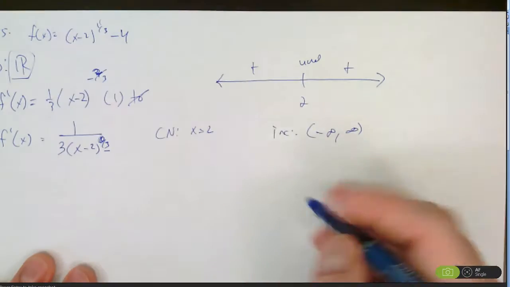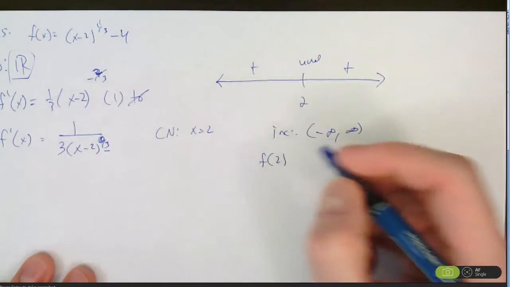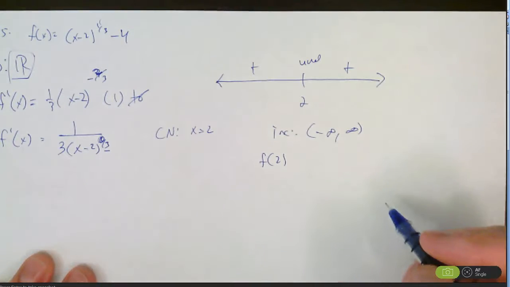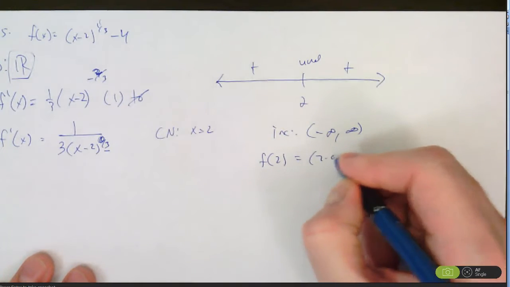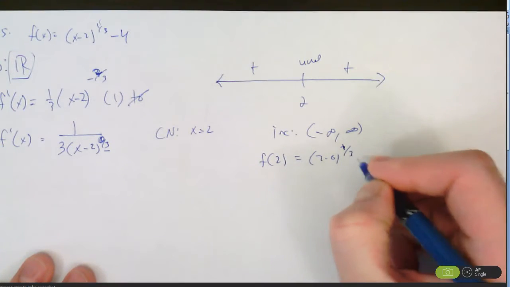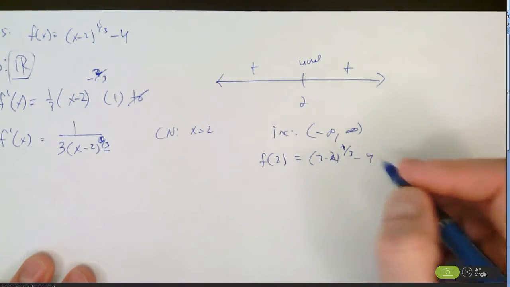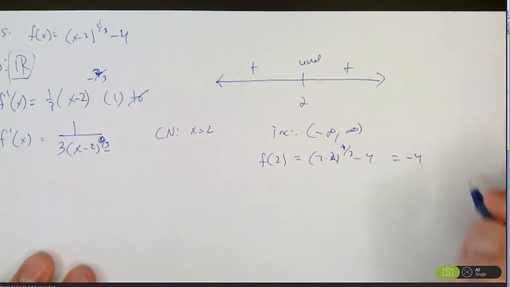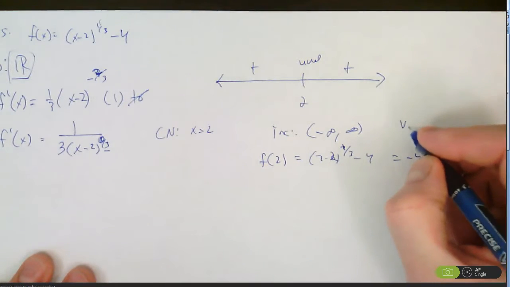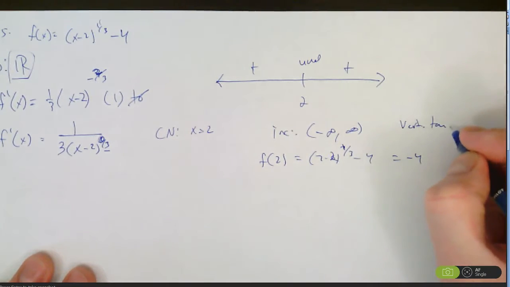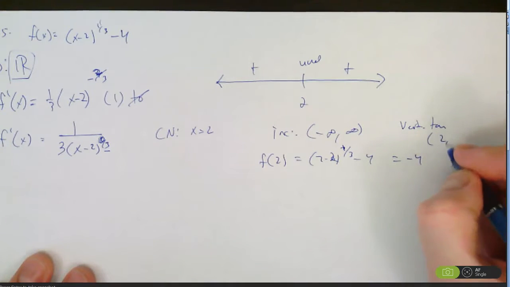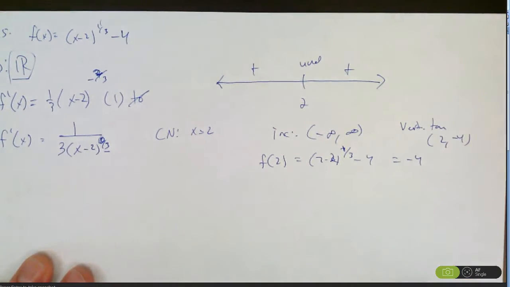And then if I do f of 2 to find the actual point, it's not actually a max or a min, it's just a vertical tangent. F of 2 is 2 minus 0 to the 1/3 minus 4. Sorry, 2 minus 2 to the 1/3, which is 0 minus 4, so negative 4. So we have a vertical tangent at 2, negative 4, if I were to graph it.